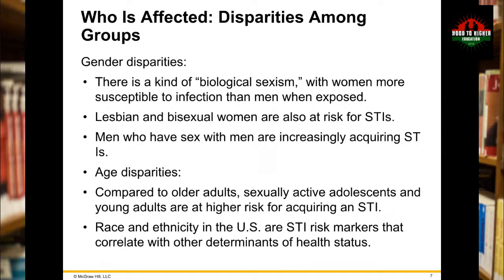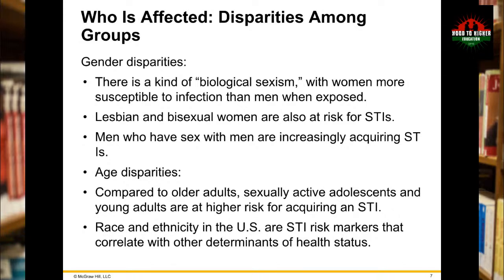Who is affected? Disparities among groups. So gender disparities. There's a kind of biological sexism, with women more susceptible to infection than men when exposed. Lesbian and bisexual women are also at risk for STIs, but at a lower rate. Men who have sex with men are increasingly acquiring STIs.